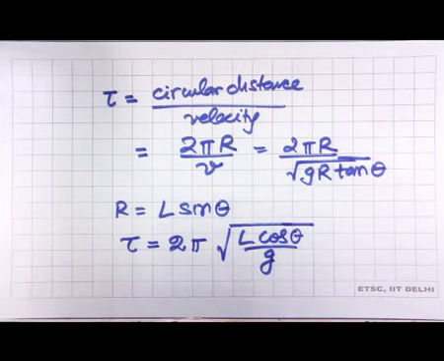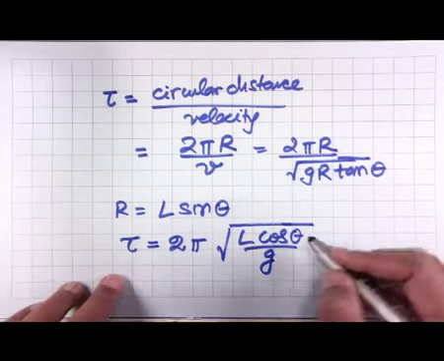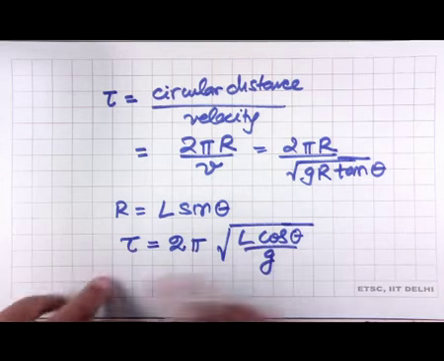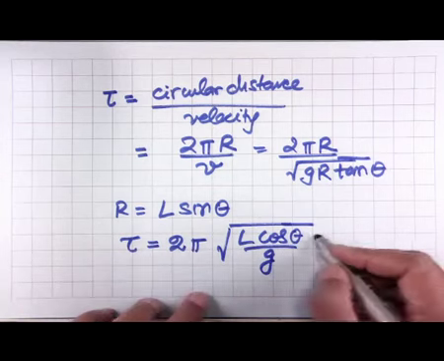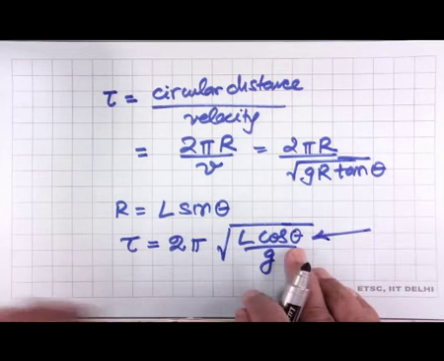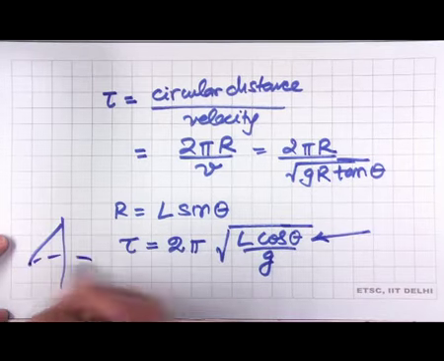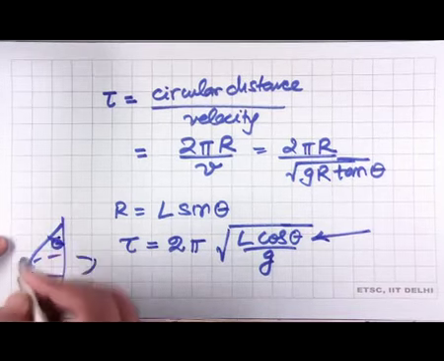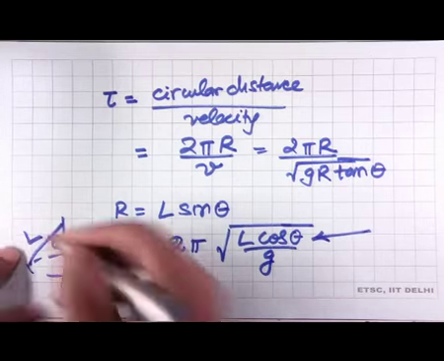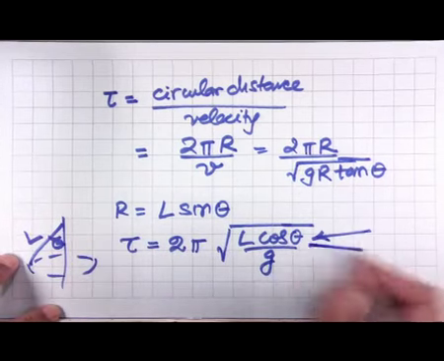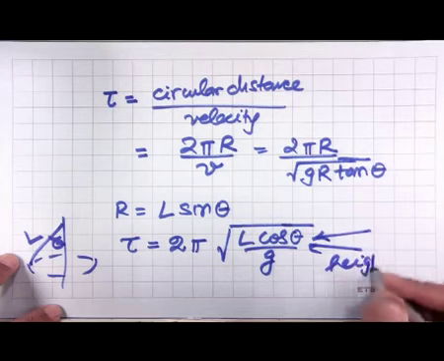And this gives us an interesting fact that the time period of this conical pendulum is only a function of L cos theta. And L cos theta, as we have seen, if this is the conical pendulum, this is the angle theta, this is L, L cos theta is nothing but the height of the pendulum.